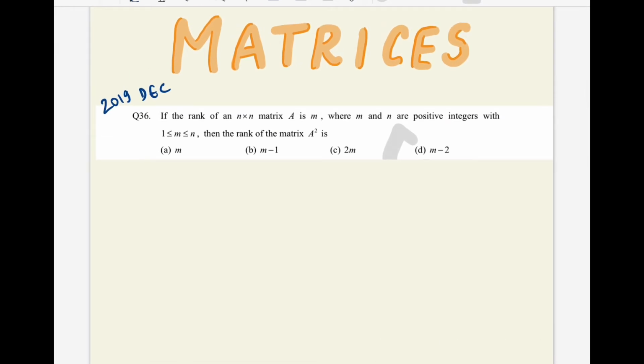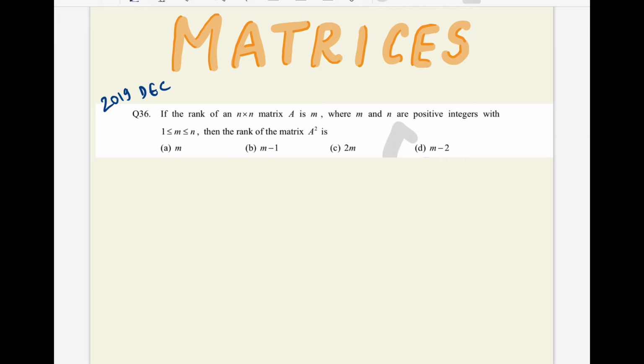Hello. So today's video is on matrices, another topic from the syllabus, in the same order as given in the syllabus provided by the CSIR. So the first question is from December 2019. It reads: if the rank of an n cross n matrix A is m, where m and n are positive integers with 1 less than or equal to m less than or equal to n, then the rank of the matrix A square is.